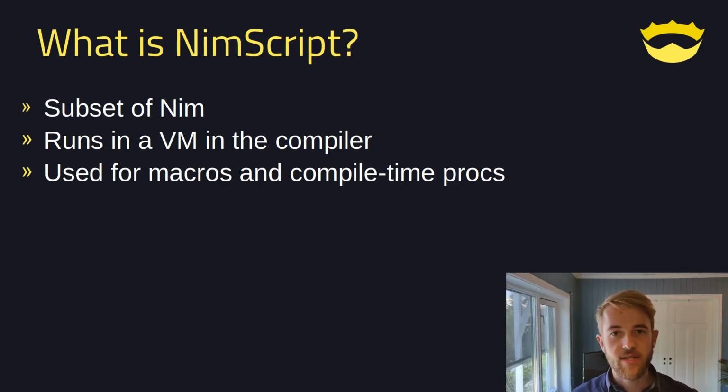NimScript is the subset of Nim that the compiler uses for its metaprogramming stuff, for example, and the compile time execution stuff. So it runs inside a VM in the compiler. And so it's not compiled like normal, regular Nim code. And as I said, it's used for macros and compile time procedures.